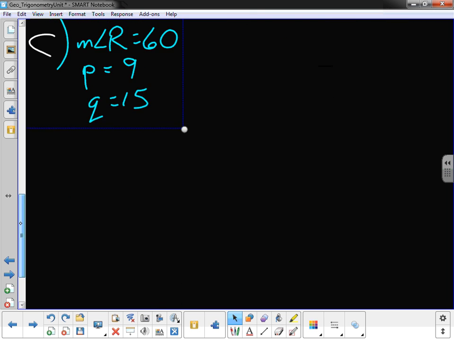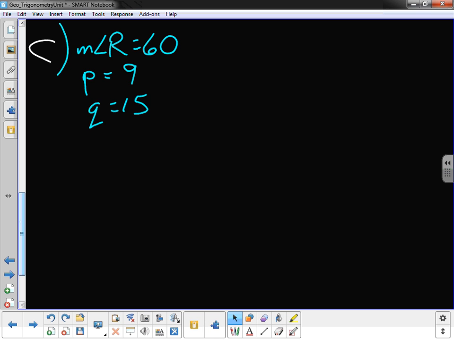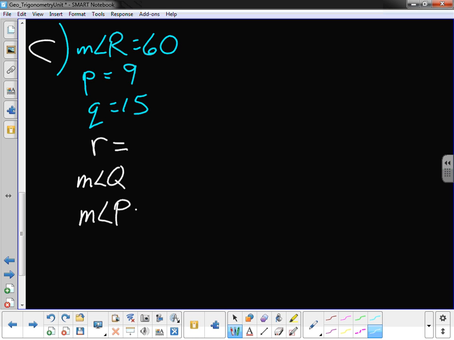So if I have those three bits of information, what I'm missing is side R, and I don't know the measure of angle Q, and I don't know the measure of angle P. So we have to find three items. Again, we're given three items, got to find three items. Since I don't know side R, that's the one I'm missing, that's the formula I want to use.